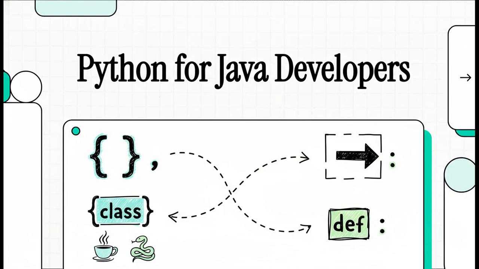Hey everyone, and welcome. So, you're a Java developer, and you're looking at Python. Now, you could go out and buy a book and try to learn it all from scratch, but what if there's a better way? What if you could just translate the language you already know and love? Well, that's exactly what we're going to do today. We are building a translator's guide, mapping your Java brain directly onto Python. So let's fire it up.